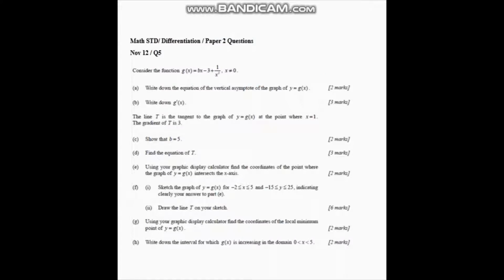In E, I'm told using your GDC, find the coordinates of the point where the graph y equals g of x intersects the x-axis. So I want the x-intercepts of this function. So what I need to do is first sketch the function on the GDC and then find the x-intercepts, or what we call the zeros of the function. This is what the GDC calls the x-intercepts.